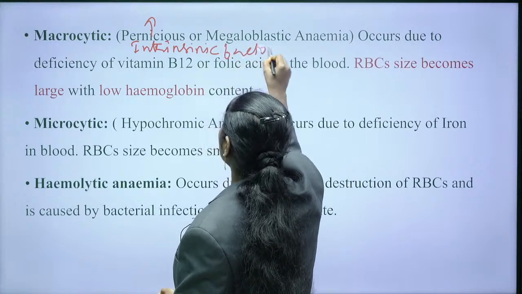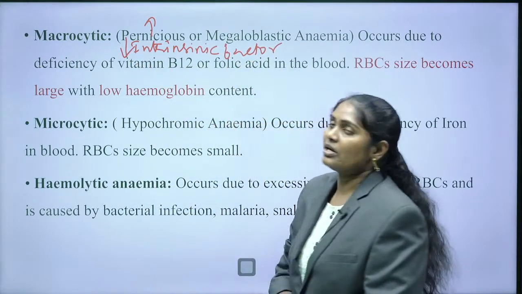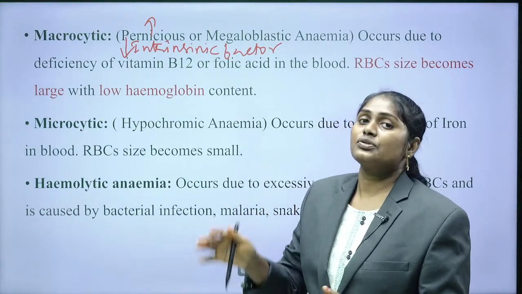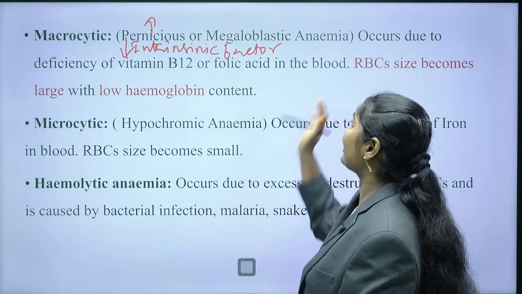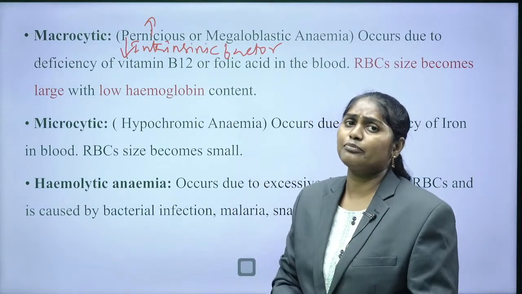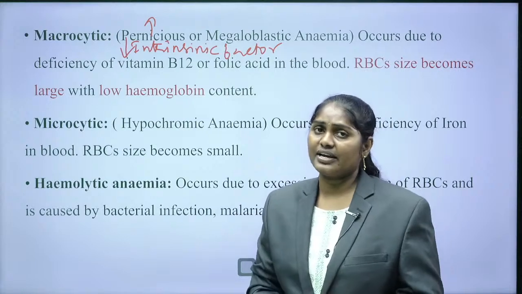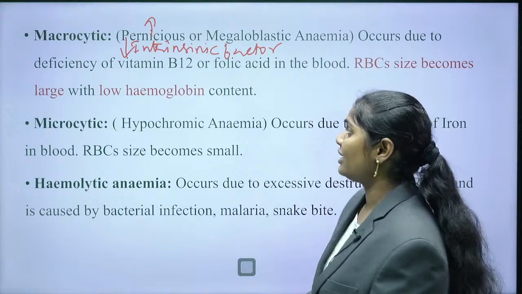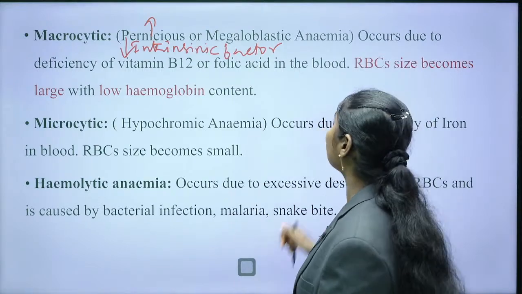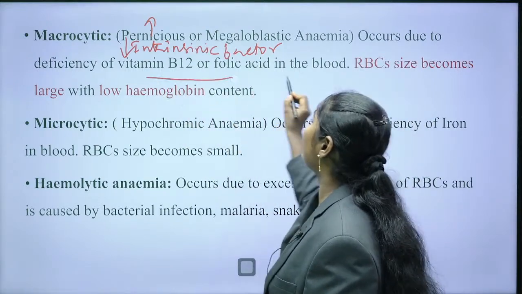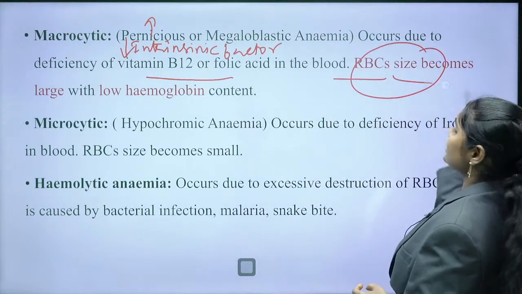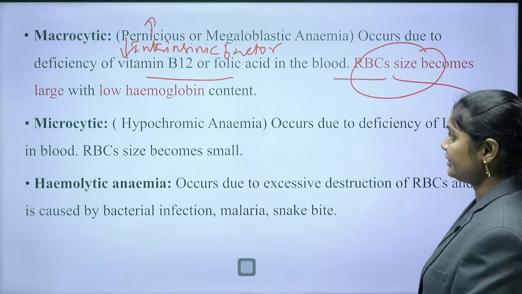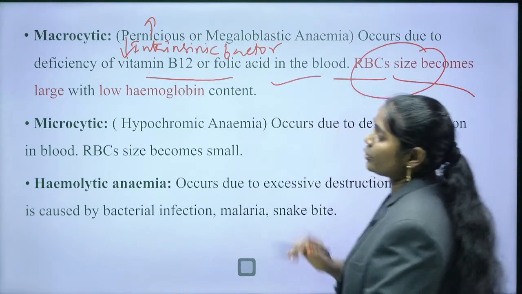So, intrinsic factor deficiency is seen. Because of that, you do not have proper absorption of vitamin B12, so you will have deficiency of vitamin B12. Megaloblastic anemia means you are not taking proper vitamin B12 and folic acid. That is why your cell size is increased. That condition is called megaloblastic anemia. So, deficiency of vitamin B12 or folic acid, and RBC size is very large with low hemoglobin content. That is called macrocytic anemia.